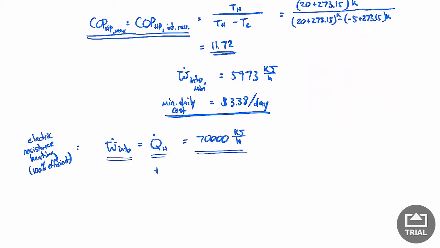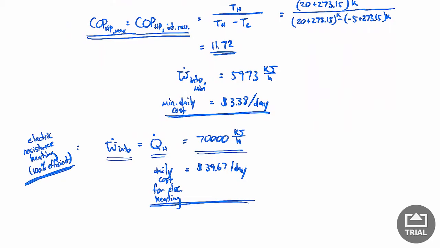And if you work out these daily costs using the same procedure that we did before, this comes out to be $39.67 per day. This will be for electric heating. So much more costly than using the heat pump. So you might want to ask yourself, why, if this electric resistance heating is 100% efficient, why does it cost so much more? Why does the heat pump seem to be a lot more efficient than 100% efficiency?